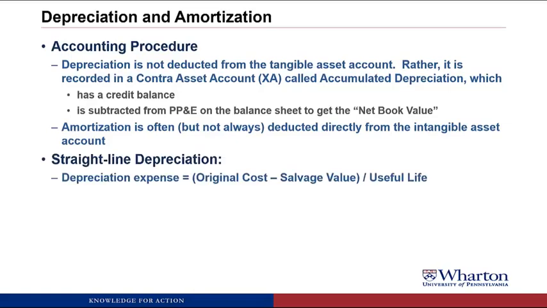To calculate the amount of depreciation expense every year, almost every company uses a method called straight line depreciation. Under this method, the depreciation expense is equal to the original cost of the asset minus its salvage value, all divided by its useful life. The salvage value is what you think the asset's going to be worth when you're done using it. So in the numerator, we're taking how much of the asset's cost you're going to use up, and then the useful life is the number of periods you expect to use the asset. So under straight line depreciation, the amount of the depreciation expense is going to be the same for each year of the asset's life.